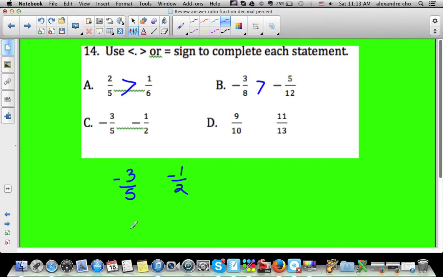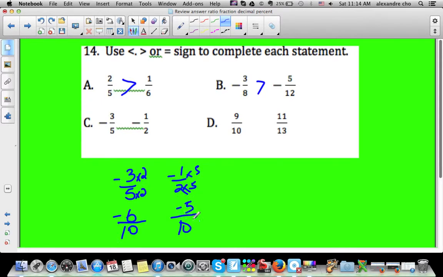This one I'm going to do differently. Yes, you can change it. You know what? I'll do it both ways. The LCM between 5 and 2 is 10. 5 to get to 10 is times 2, and the top is times 2, and you get negative 6. 2 times 5, and on top times 5, you get negative 5.